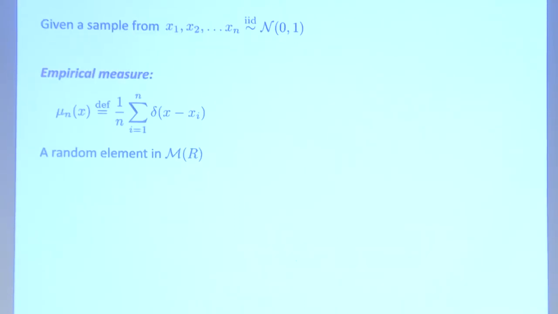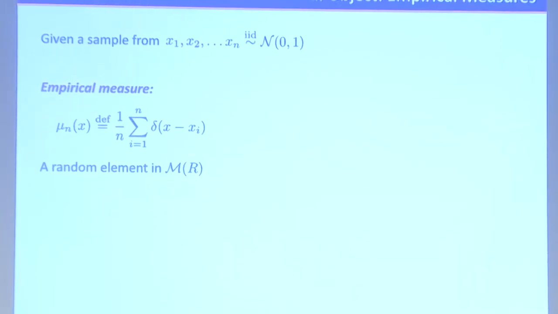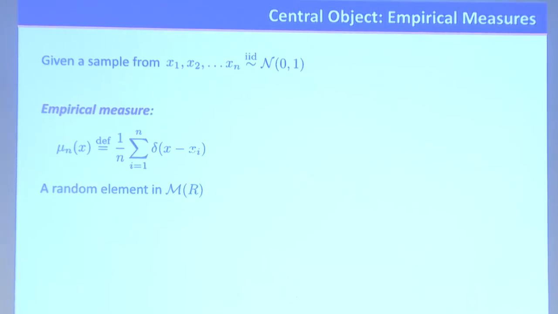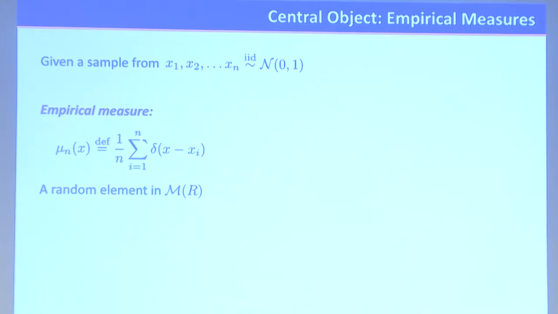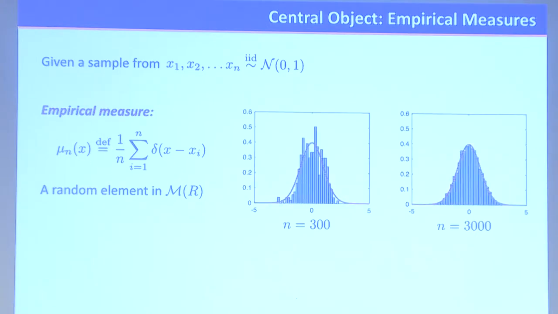Okay, so this is exactly what we mean by the so-called empirical measure. Here is a toy example. Suppose we are given a sample x1 to xn, an IID sample from the Gaussian distribution, and we define this quantity, the so-called empirical measure, as a weighted average of these spikes, and the spikes are centered around these random numbers. Now, there are two things that you need to realize about this function. The first thing is this is a probability measure because it has a proper normalization. It's a non-negative proper normalization. Second, it is also a random probability measure because it depends on the realization.